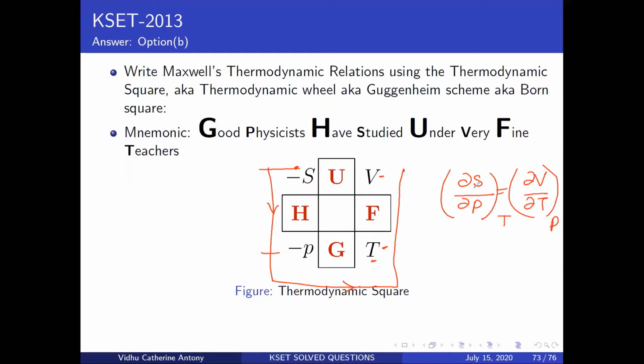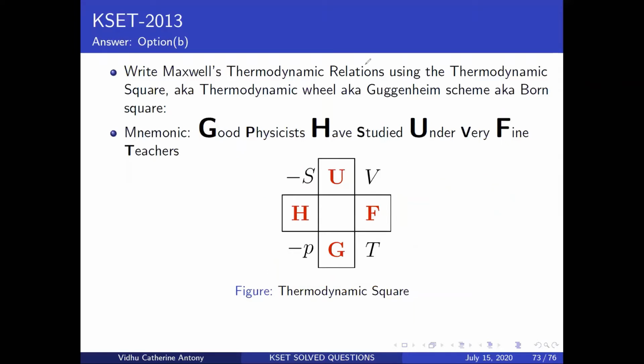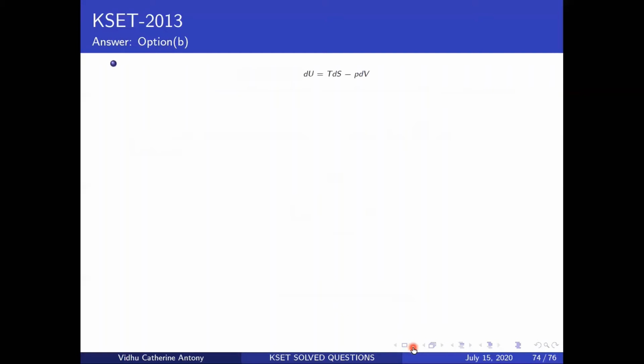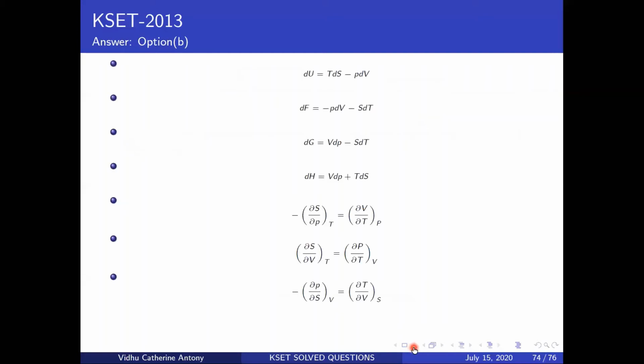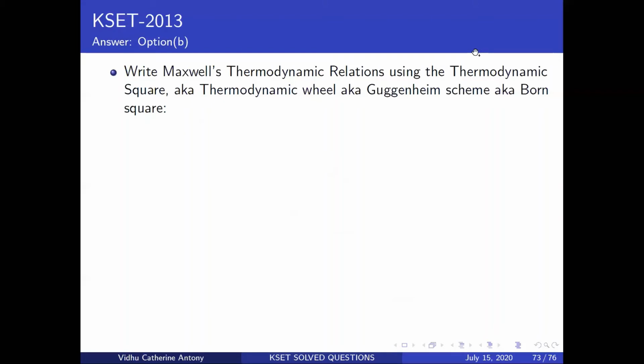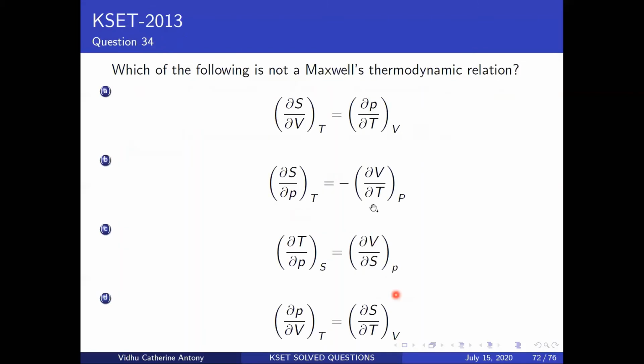Now, whenever you have S and P coming on the same side, you put a negative sign. So that's what I'm going to be talking about next, okay? So whenever you have an S and P on the same side, you introduce a negative sign to it, okay? So you can check whether you get these different thermodynamic relations and compare it with the options that are given to you there, okay? So I got option B when I did mine, and I compared it, okay? It was option B that was correct. The rest had some kind of issues with them, okay? So it was option B.